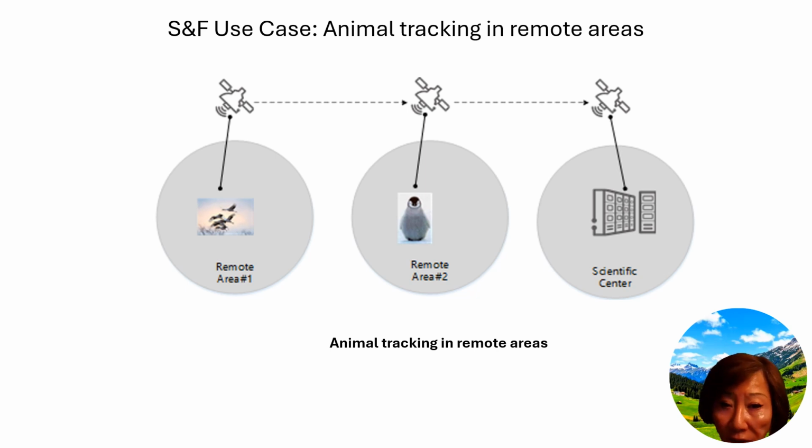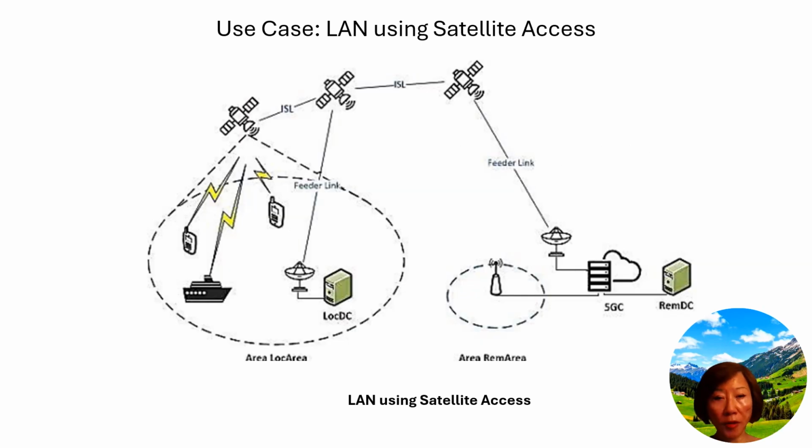The scientific center can then analyze this data for research purposes such as studying animal behavior, migration patterns, or environmental conditions. So this is an interesting use case that's being done a lot everywhere now already, of course. Okay, next picture. There we have several coming up. This one illustrates the concept of LAN, local area network, using satellite access.